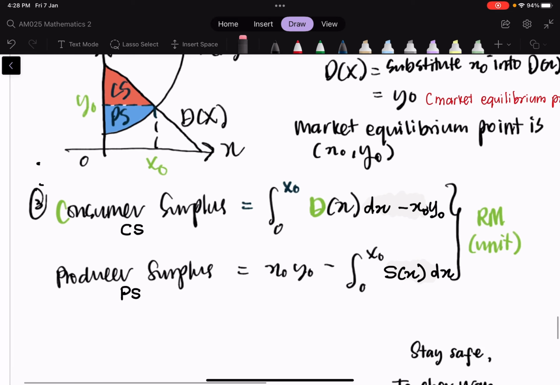Now let's take a look at how to find consumer surplus, CS, and producer surplus, PS. To find consumer surplus, we integrate from 0 to X0 the demand function minus X0 times Y0. To find producer surplus, we subtract from X0 times Y0 the integral of the supply function from 0 to X0. Both of these integrals must be written in RM.